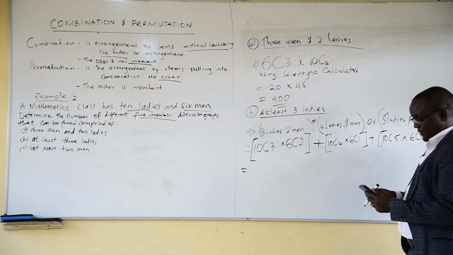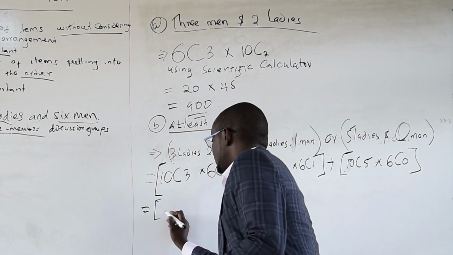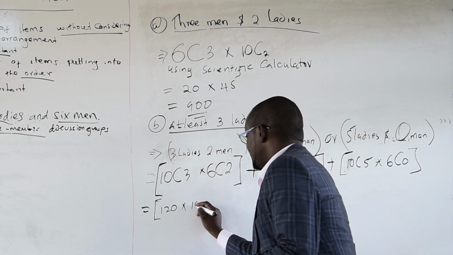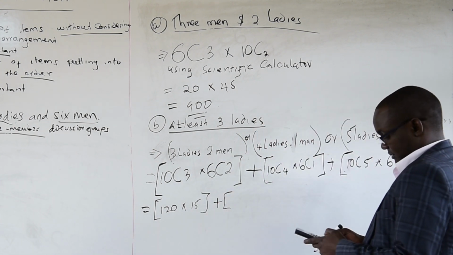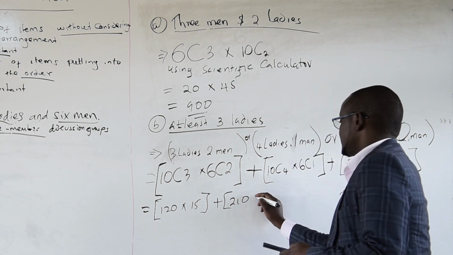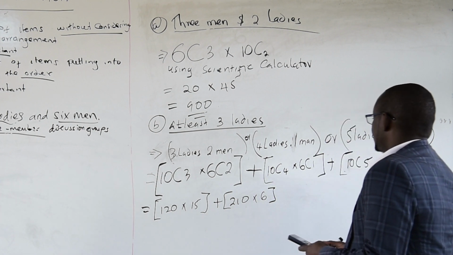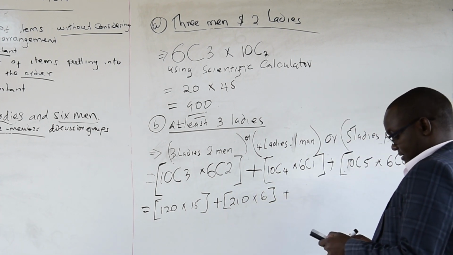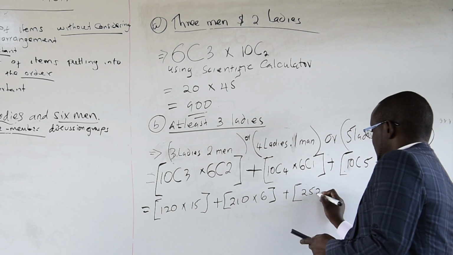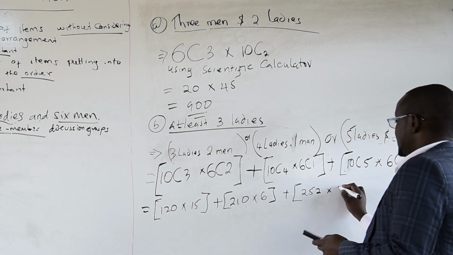So using a calculator, we can simplify this. I have 10 combination 3, this is 120, multiplied by 6 combination 2, this is 15. Then plus 10 combination 4, this is 210, multiplied by 6 combination 1, which is 6. Then we have 10 combination 5, which gives us 252, multiplied by 6 combination 0, which gives us 1.